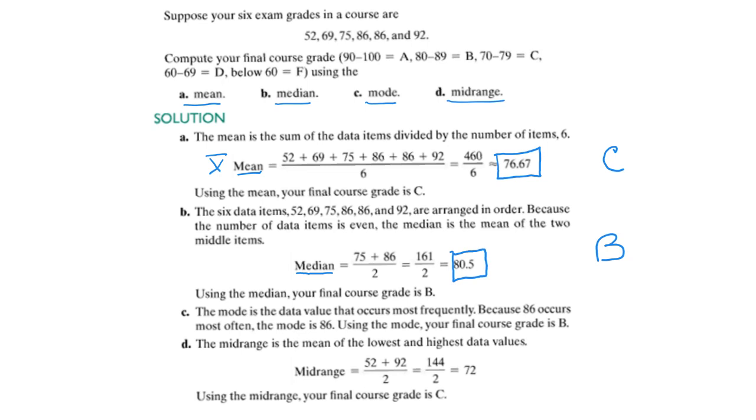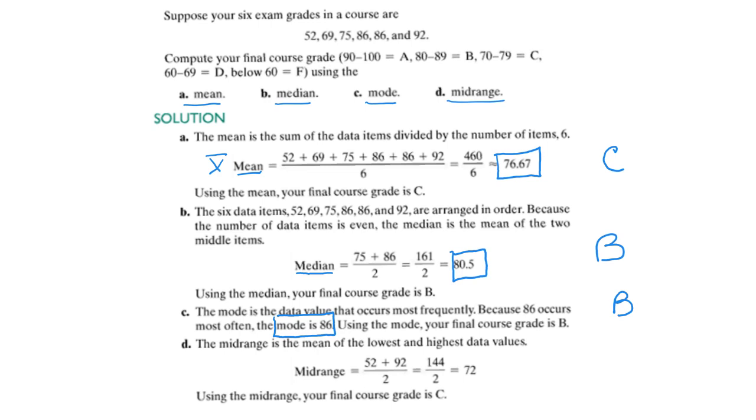The mode is the most frequent number. When we take a look, the only number that is repeated is 86. So the mode here is 86. So your final grade would be an 86, or a much higher B.